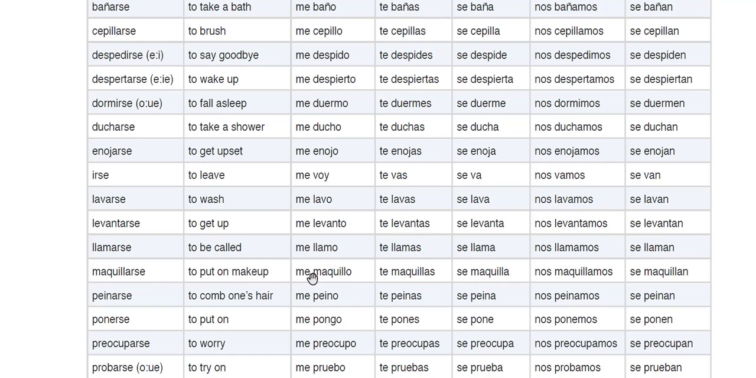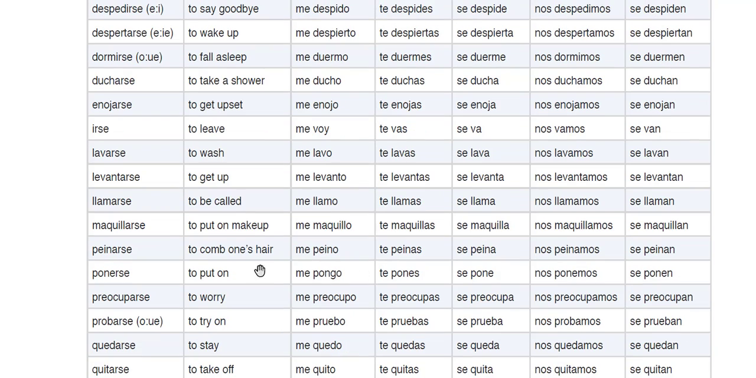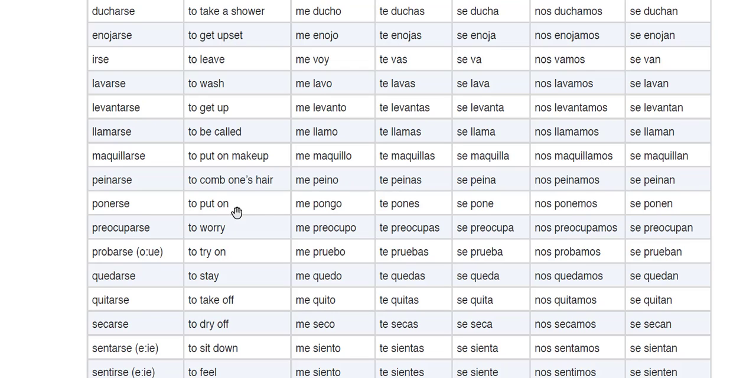Maquillarse is to put on makeup. Me maquillo. Peinarse, to comb one's hair. Me peino. Ponerse is to put on. Me pongo los zapatos. So I put on my shoes. Preocuparse is to worry. Me preocupo. So I'm worried about somebody. Me preocupo por él. Probarse, stem changing verb, to try on. Me pruebo los pantalones.